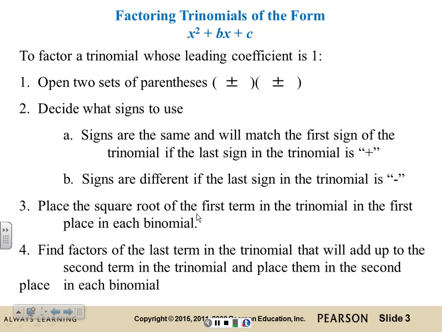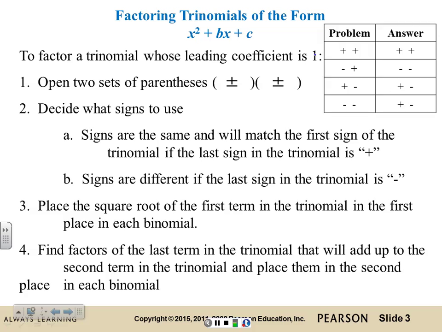And then what you're going to do is place the square root of the first term in the trinomial in the first two places. So that's going to go here and here. The square root of x squared is just going to be x times x. And then this is where that comes into play. You're going to find the factors of the last term in the trinomial that will add up to be the second term in the trinomial and place them in the second place in the binomial. So in other words, it's what can I multiply together to get this number, but add together to get that number. And there's only one pair of numbers, I call it the magic pair, that go here and here.